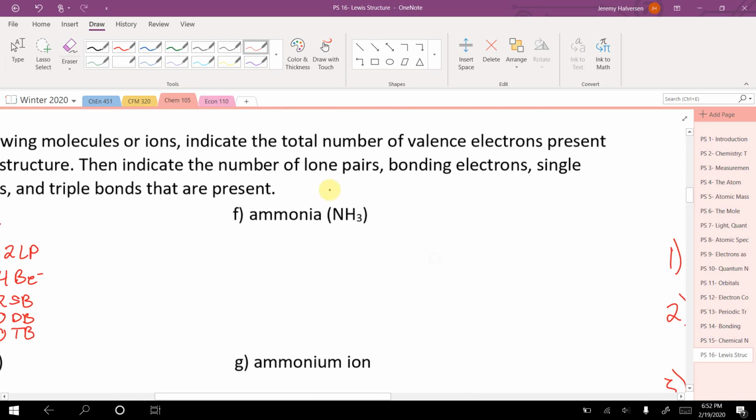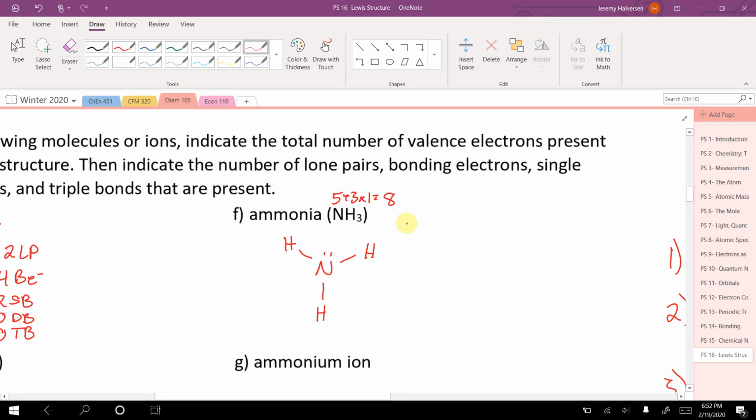So total valence electrons, 5 plus 3 times 1 gives me 8. Nitrogen's got to go in the middle. Hydrogen, hydrogen, hydrogen. I've got 8 electrons, 2, 4, 6, 8. Check formal charge. Hydrogens are all 0 because they own 1 electron and want to own 1 electron. Nitrogen wants to own 5. It owns 1, 2, 3, 4, 5. So they're all 0. That means we're done.